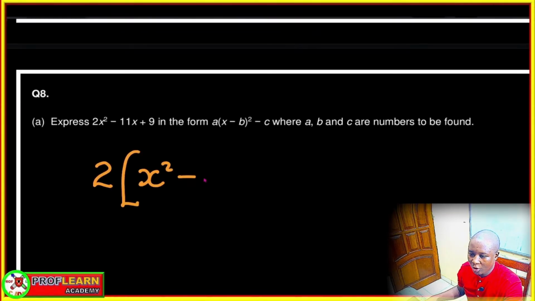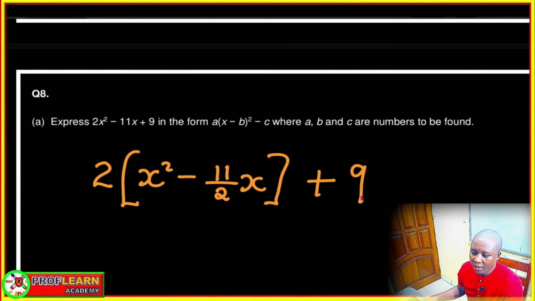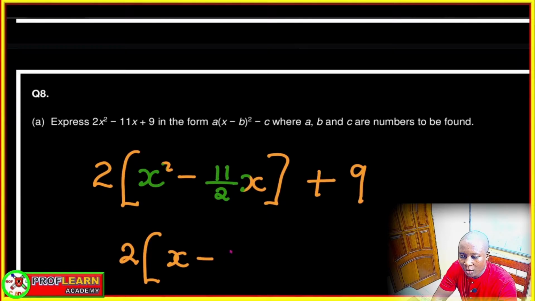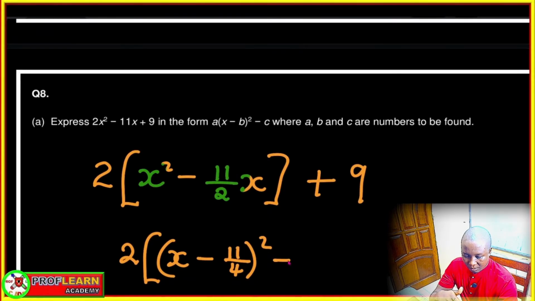So we factor out 2 from the first two terms, and factorizing the first two terms, we shall have x squared minus 11 over 2x. Which means that we can find a half of this particular number, 11 over 2. A half of 11 over 2 is going to become 11 over 4. So we're going to write x minus 11 over 4 in brackets squared. Then we subtract the square of 11 over 4. Always, even if the number inside is positive or negative, you subtract the square of the number that is inside.